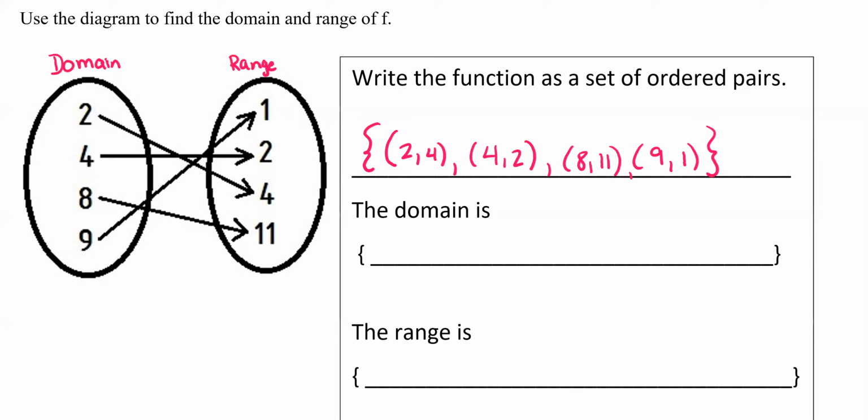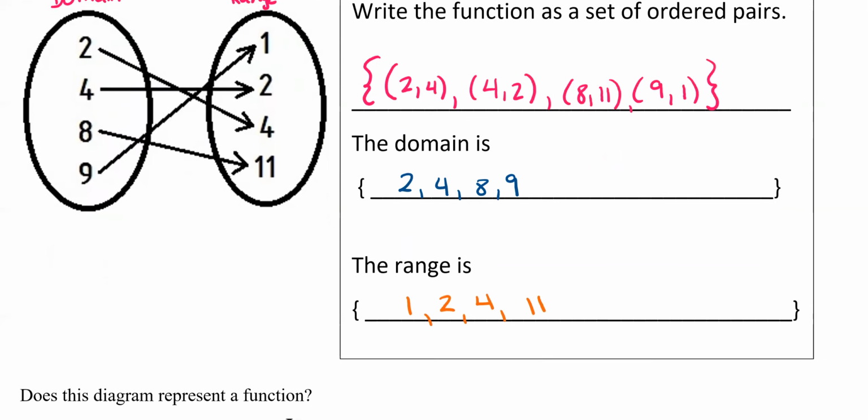Then it's asking us for the domain. We have already included the set bracket, so we can list the domain: 2, 4, 8, and 9. And the range are your y values: 1, 2, 4, and 11. And this picture represents a function because each x value goes to exactly one y value, which was the very first thing I highlighted.